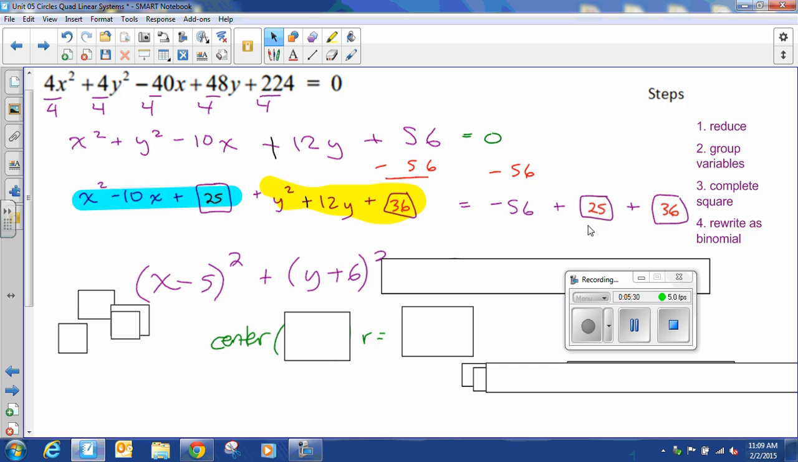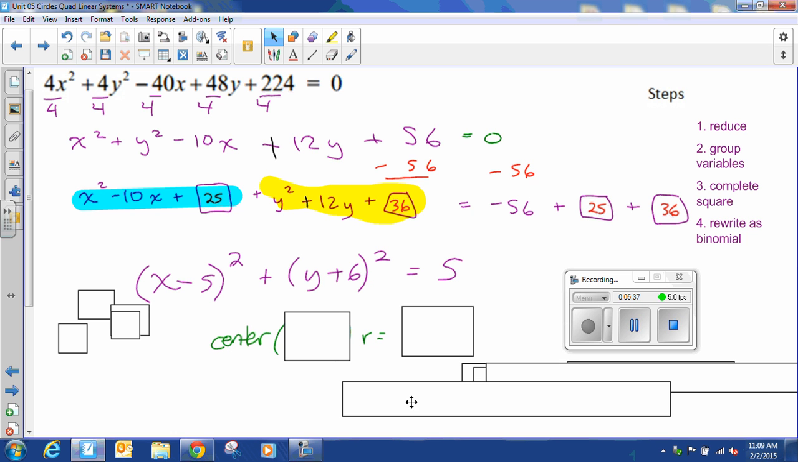And 25 plus 36 is 61, and 61 minus 56 is 5. So, putting it all together, the center is 5, negative 6, and the radius of that circle is square root of 5.